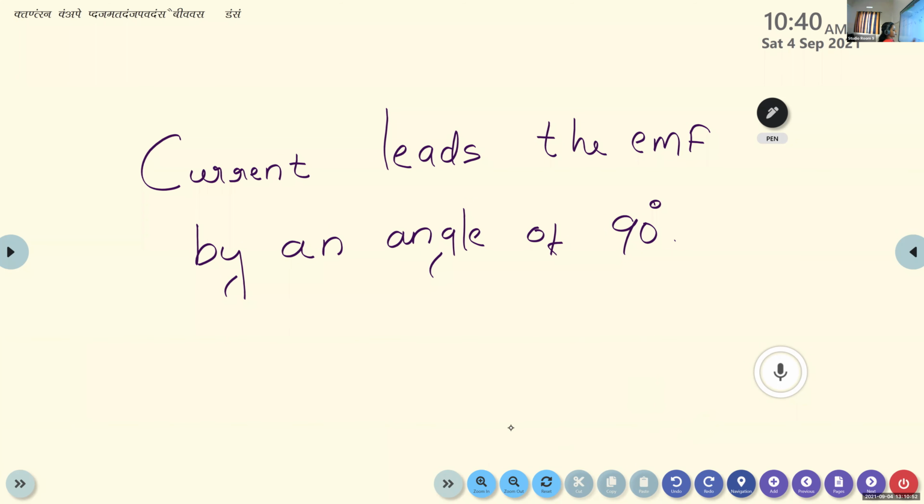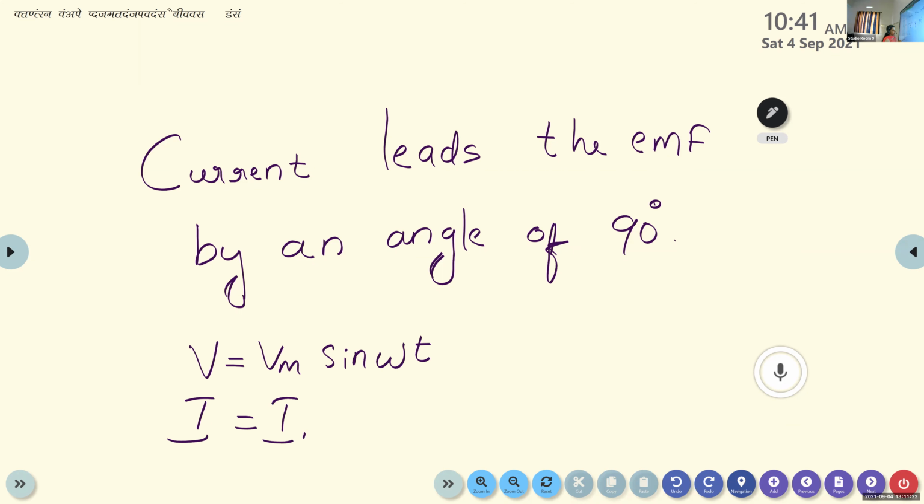So this is one of the important conclusions that we have drawn in the case of AC voltage through a capacitor: current leads the EMF by an angle of 90 degree. Okay, so that's all about the derivation of current in the case of AC voltage through capacitor. The value of voltage is V is equal to Vm sin omega t, and the value of current is I is equal to Im sin omega t plus 90. Now what is our next step? The derivation of current is over.